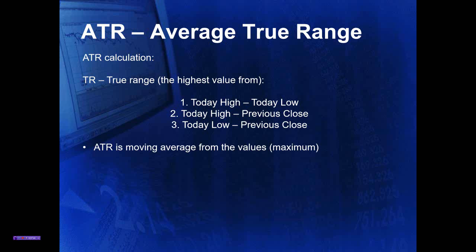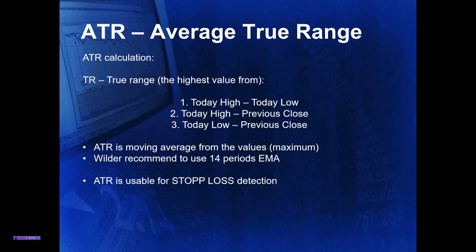Okay, so the TR, true range, is the maximum value of these three values. Then ATR is the average of these maximum values. Usually Wilder uses a 14-period exponential moving average to get it. So the ATR indicator is universal. It can be applied to any kind of market, from commodities to forex to cryptocurrencies, whatever. You can also use it to identify where your stop loss should be placed, on the peaks and roots and so on.